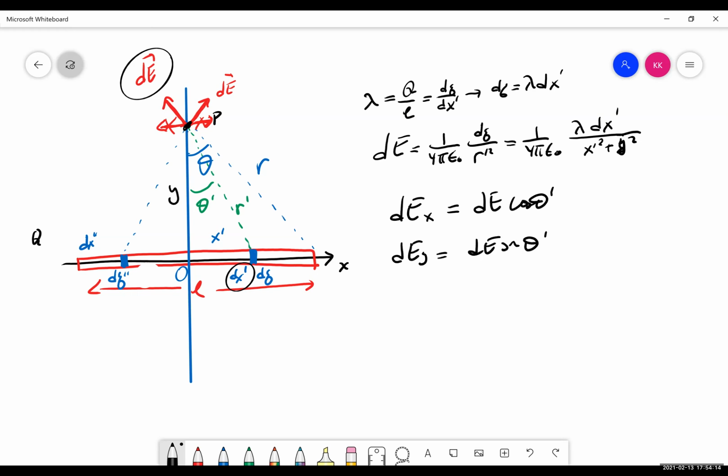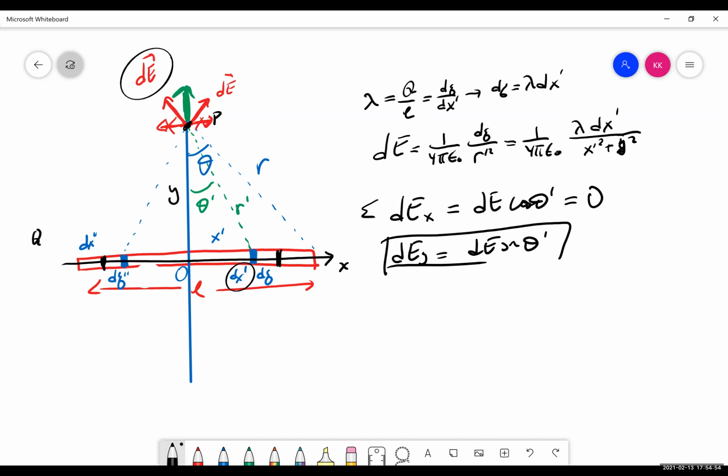But then one thing we can see here is, in terms of my x components, as I mentioned, if I add all the x components for my entire rod, it's basically going to go to 0, because for any element here, I have an equivalent element at the same distance on the other side that gives a contribution in the opposite direction, and they're going to cancel out. But the y components do not cancel, because any element is going to give me an electric field in a positive y direction.